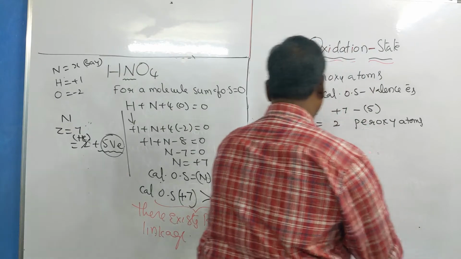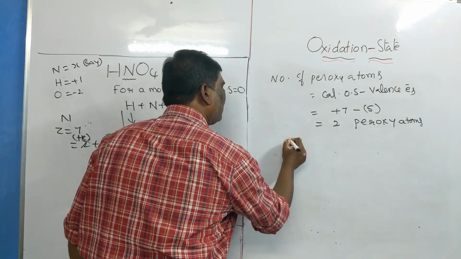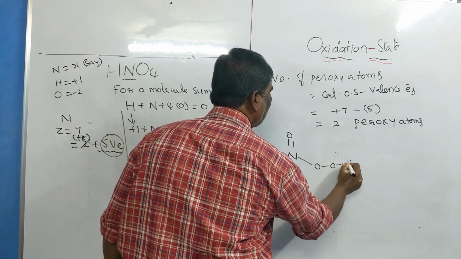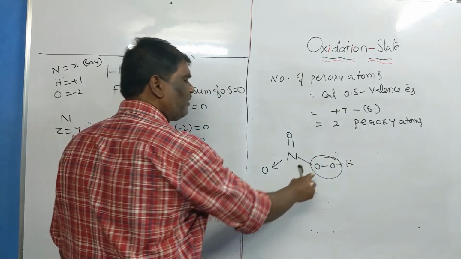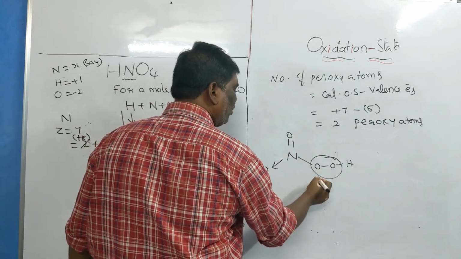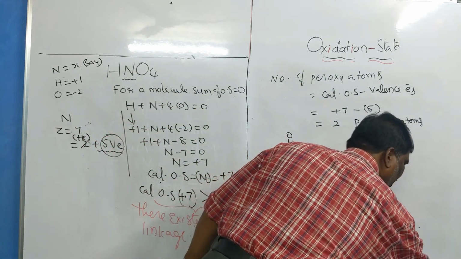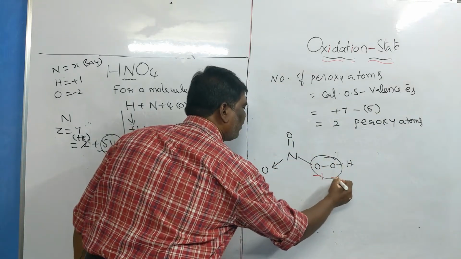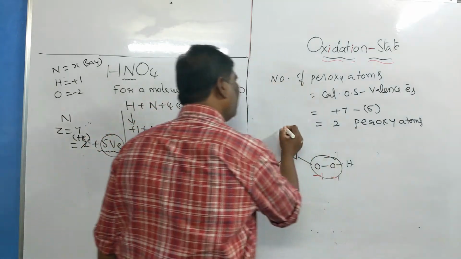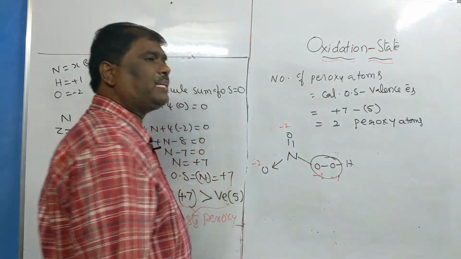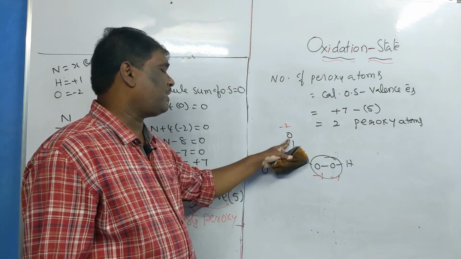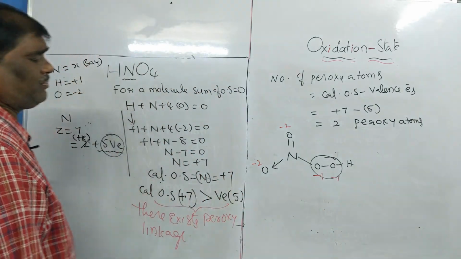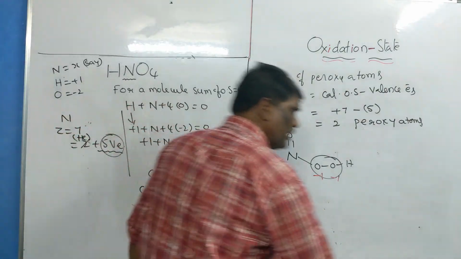What is the geometry of peroxynitric acid? Double bond O, dative bonded oxygen, and here is the peroxy linkage. These 2 atoms never get -2, they get only -1. I told you, in peroxy linkage, peroxy atoms are having -1, whereas the general is -2. -2 is the general oxidation state for oxygen, whereas in peroxy linkage it is -1 and -1. So as a result, what happens?